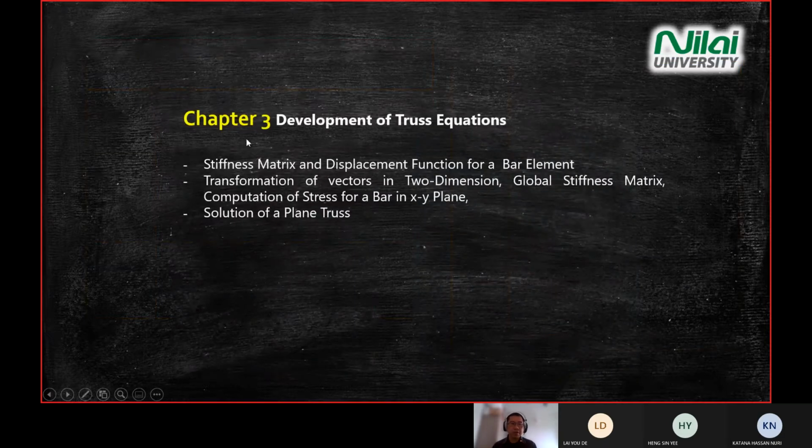So for chapter 3, we're going to look at 3 things. We're going to look at the displacement function for a bar element. And then we're going to look at what a transformation of vector is, and also how to find stress. And then we're going to look at the plane truss scenario.